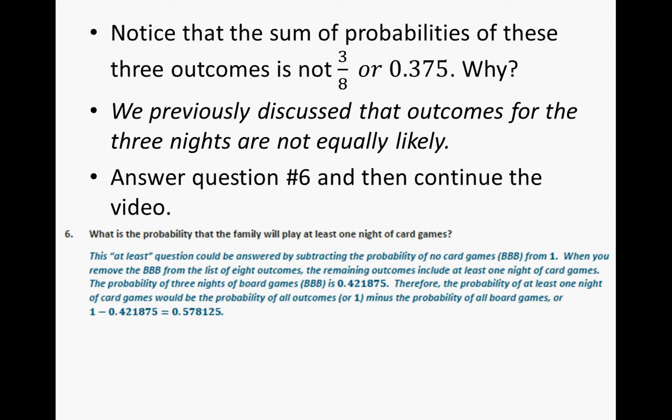So the probability for the family will play at least 1 night of card games is probably easier to answer by a subtraction problem. 1 minus 0.421875 will give you a probability of 0.578125, or 57.8%.